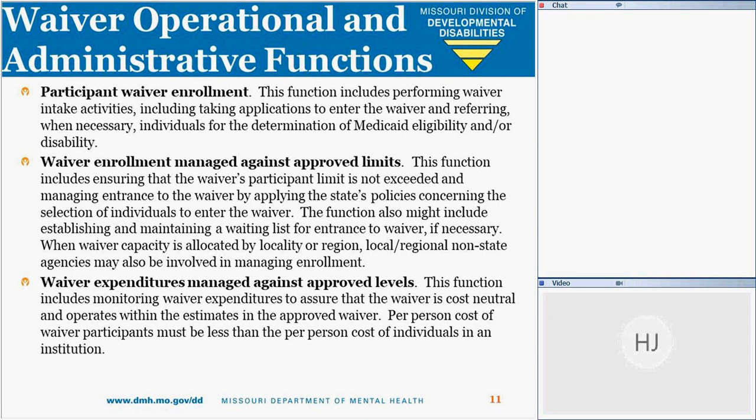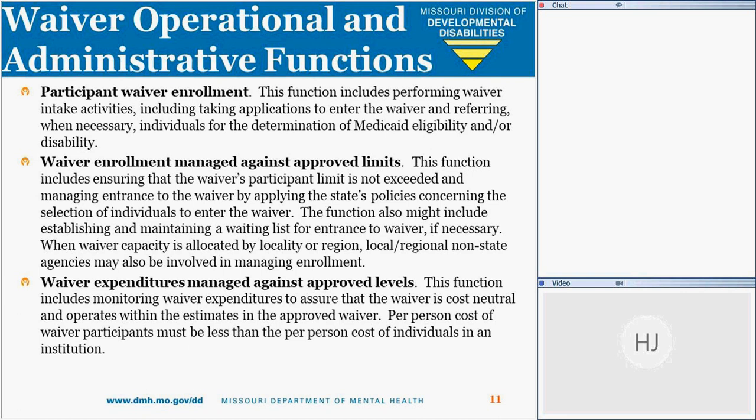Participant waiver enrollment. This function is the process of entering a waiver, which includes Medicaid eligibility, waiver eligibility, and your various intake activities. Waiver against approved limits. This is a process of making sure that we stay within the parameter that we talked about earlier of a limited number of people that we're serving in the particular waiver. This function also includes managing a wait list if we've reached waiver capacity.